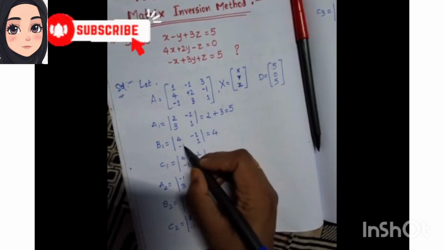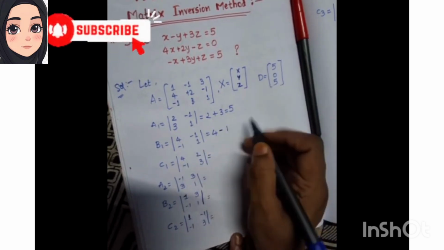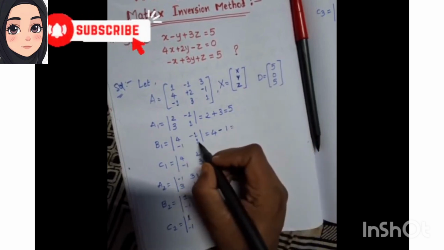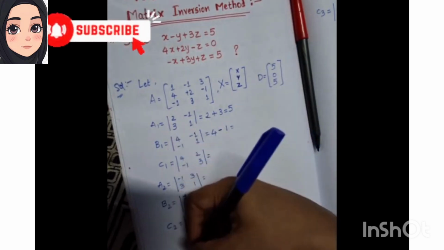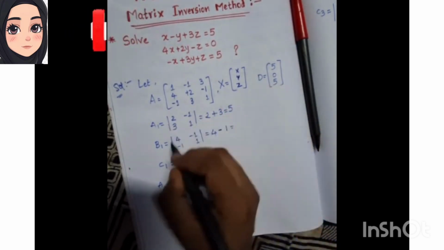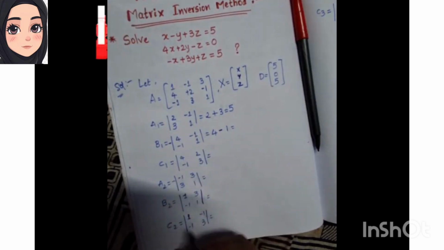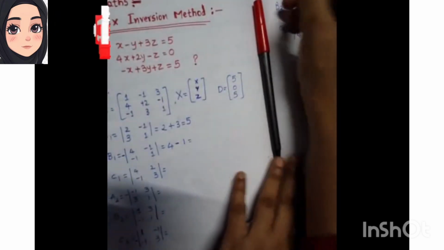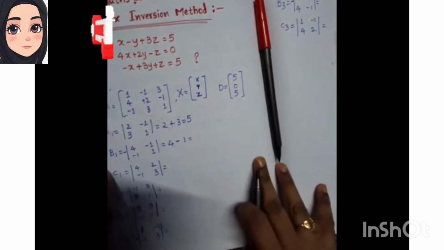Okay, A1, B1, C1 and A2, B2, C2. We have to write the signs here: minus, minus, minus, and here minus, B3 minus, and here plus. So now here minus of 4 minus 3.